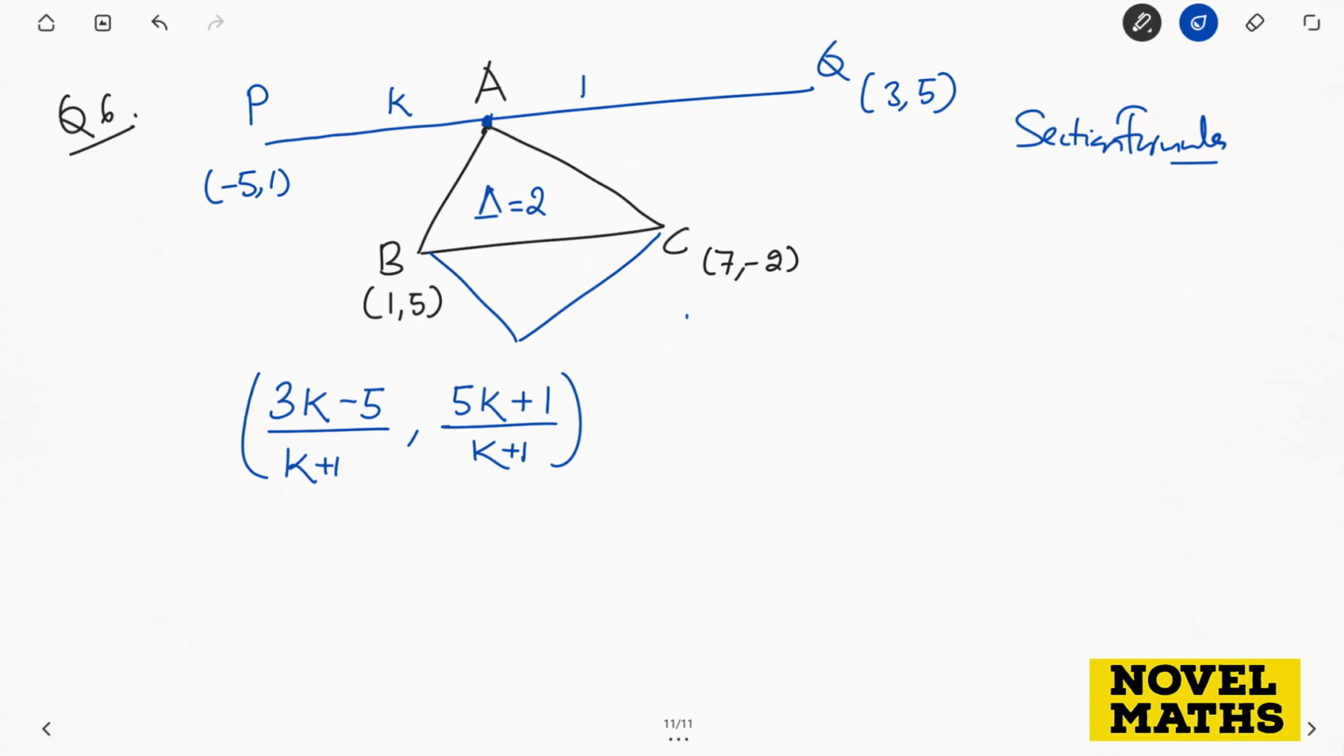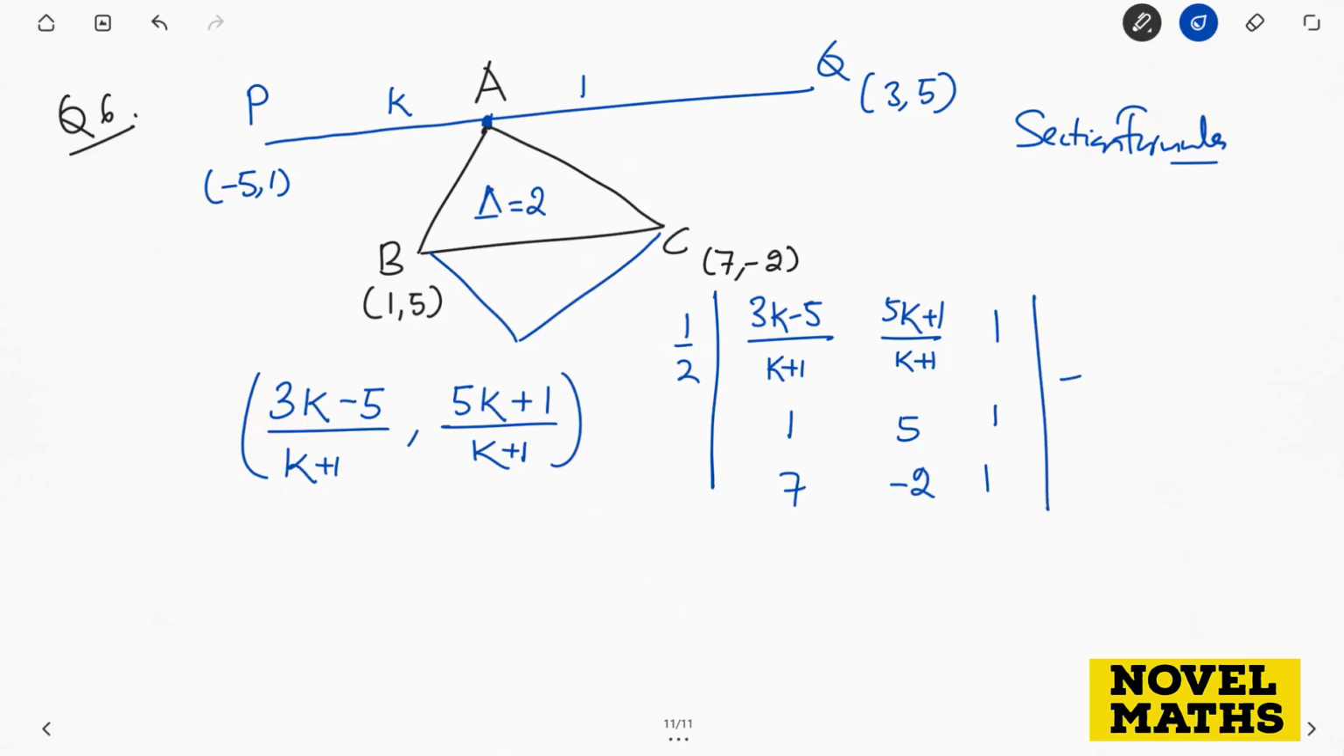Formula is 1/2 of, starting with the point itself, 3K minus 5 over K plus 1, 1, this is 7. Y is 5K plus 1 over K plus 1, 5 and negative 2, 1, 1, 1, third column is easy, equals mod of this. When mod is given and one variable is here, you will get 2 values of K. Area is 2.